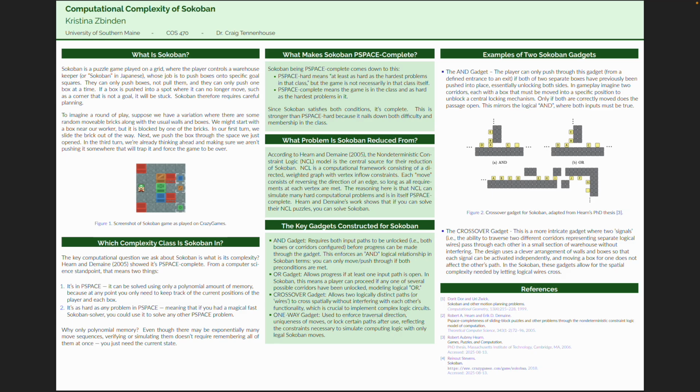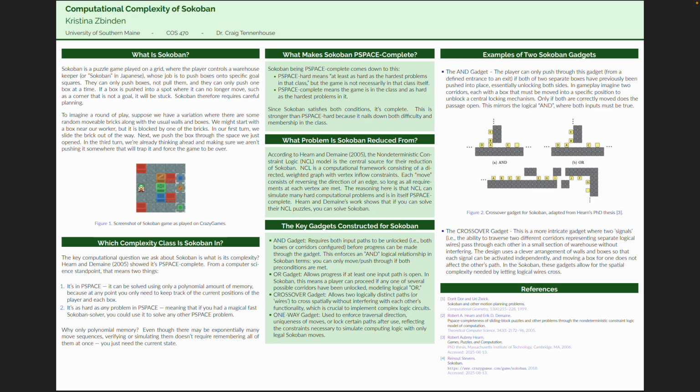So what time complexity is Sokoban in? In the 2005 paper, Hearn and Demaine showed in their article that it's PSPACE-complete. And they concluded that because A, you can always solve Sokoban using a polynomial amount of memory. So you can just keep track of where everything is currently on the board. You don't have to compute every possibility like with some of the games that we've been studying. And B, it's just as hard as any other game that's in PSPACE. So if you find a way to solve this game, you could use that to solve any PSPACE game.